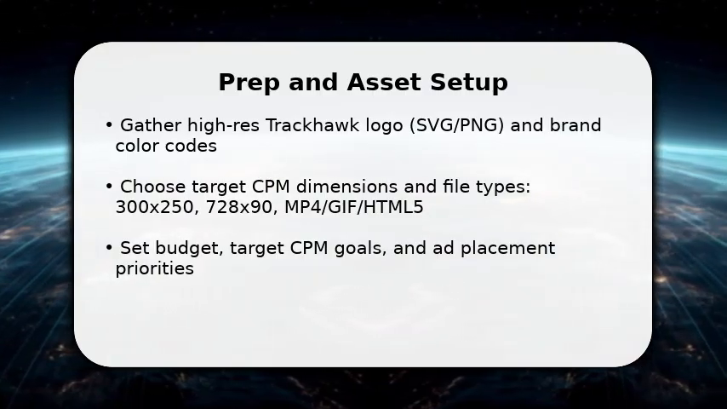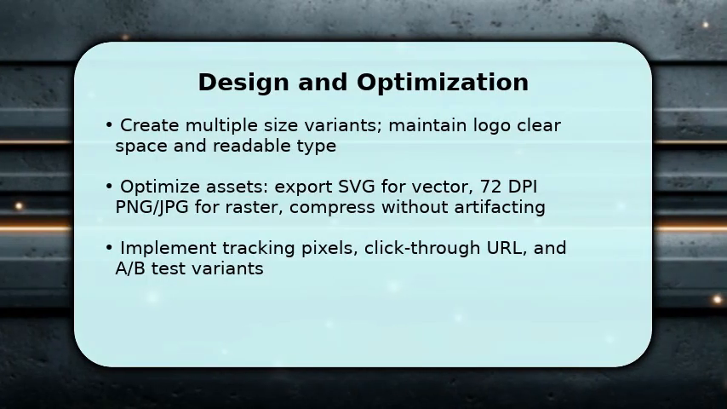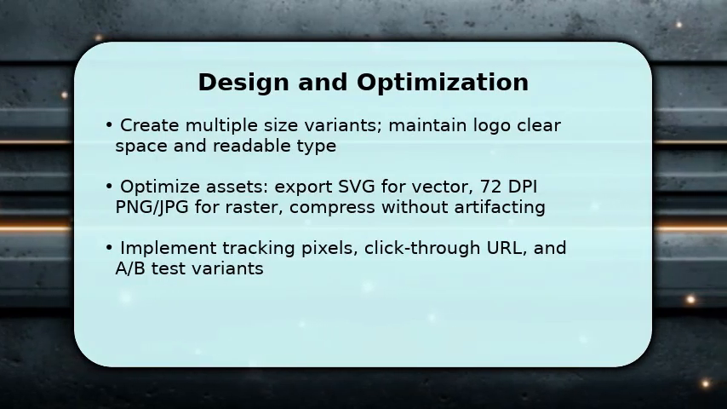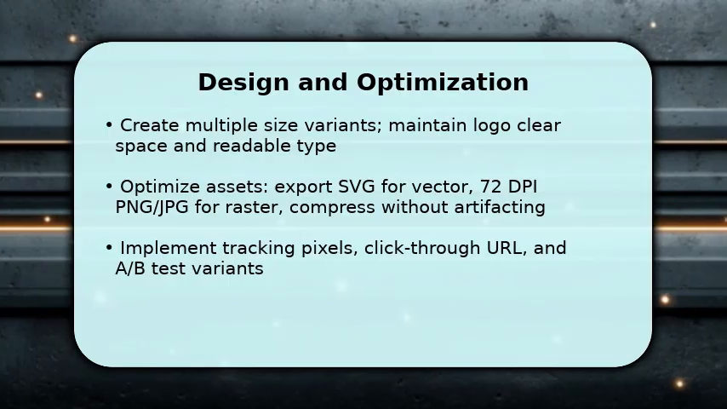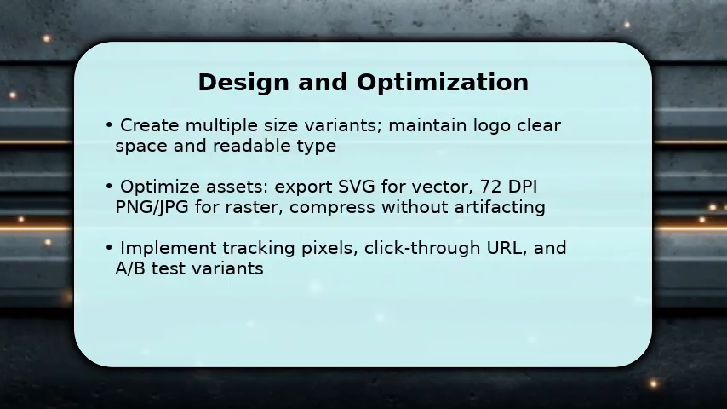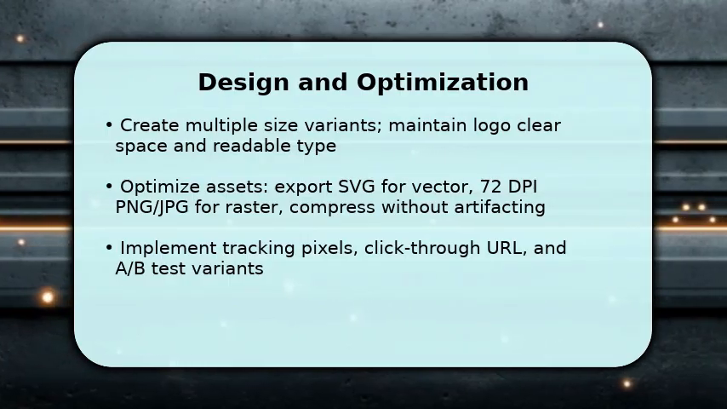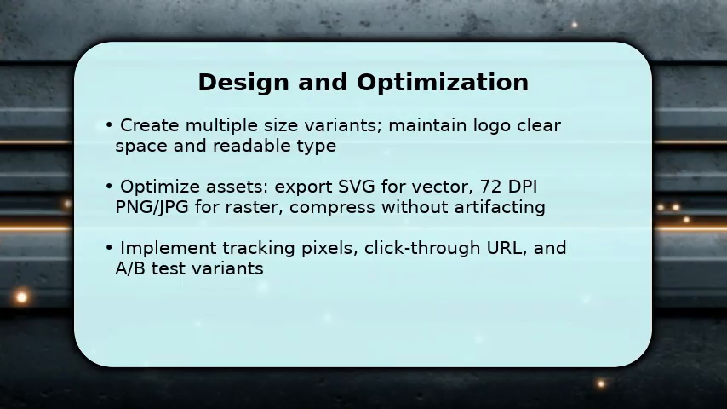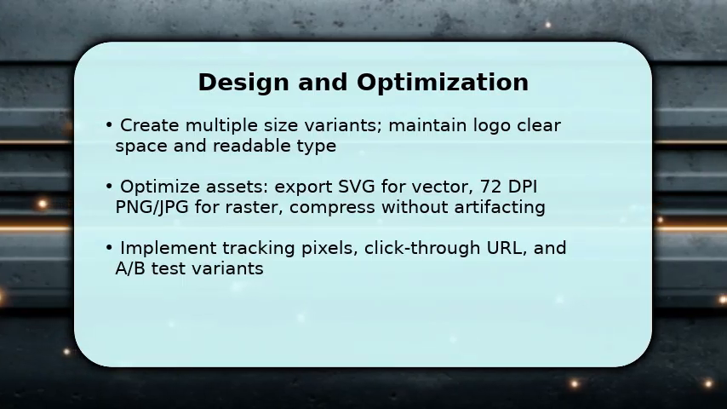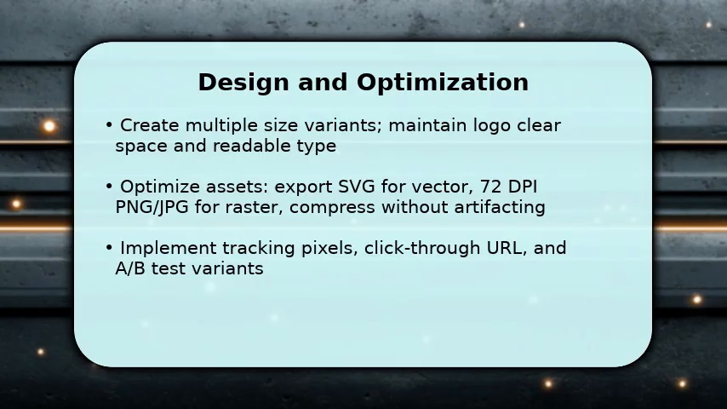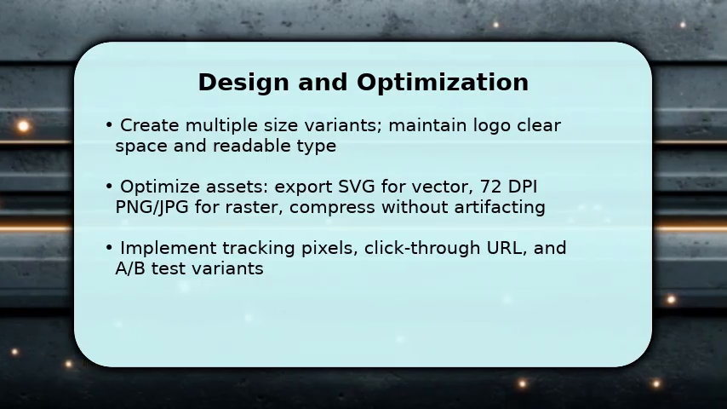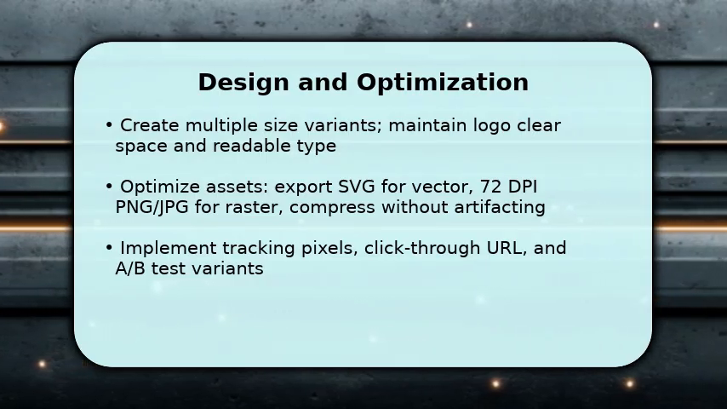ad platform limits. You now construct the creative. Start with layout. Ensure the Trackhawk logo has consistent clear space and high contrast. This preserves brand recognition. Then optimize. Export vectors for scaling. Use 72 dpi PNG or JPG for bitmaps, and compress aggressively but check for artifacts. Smaller file sizes reduce CPM.